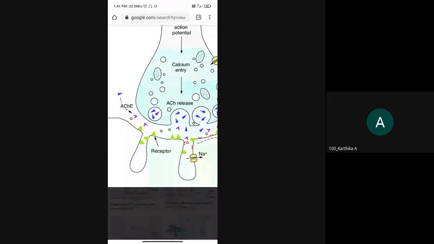Normally, once the acetylcholine is released, after it activates the acetylcholine receptor, it gets degraded by the cholinesterase, which you see as an arrow, right? With the arrow without a head. That is the thing which we call cholinesterase. This cholinesterase will cleave the acetylcholine, thereby stopping its action.